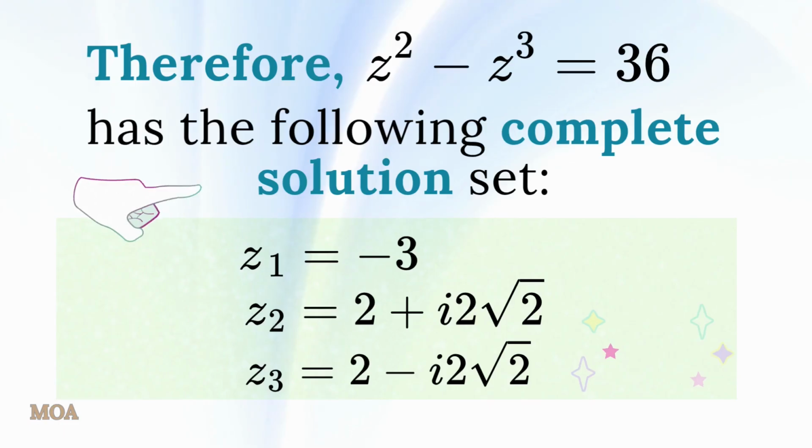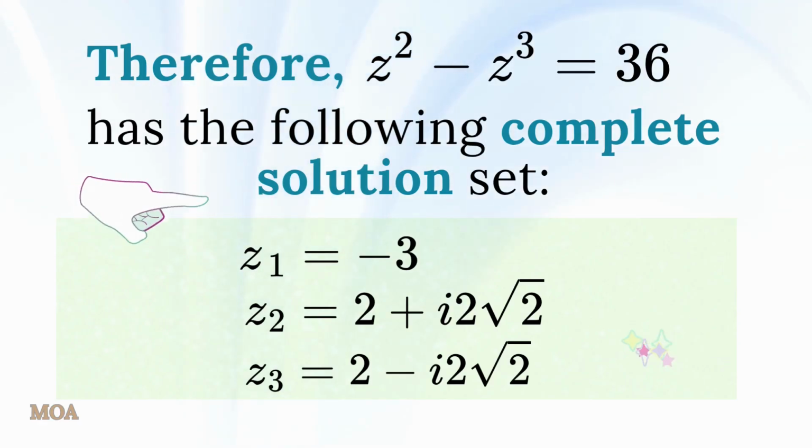Therefore, the equation z squared minus z cubed equals 36 has the following complete solution set. z sub 1 equals negative 3. z sub 2 equals 2 plus i times 2 times the square root of 2. And z sub 3 equals 2 minus i times 2 times the square root of 2.